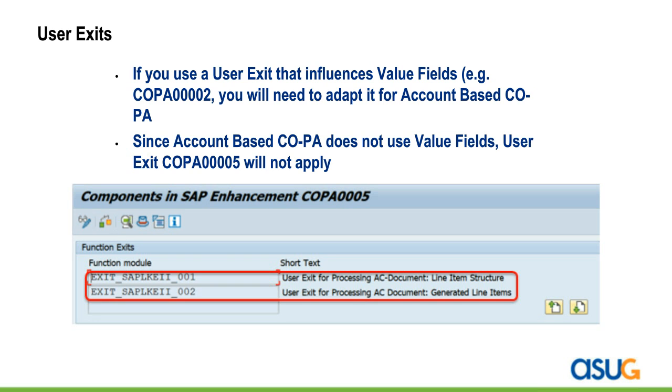If you have user exit COPA 0002 or 0005, take a look at those, because those touch either value fields alone or characteristics and value fields, and nothing to do with cost element accounts. So take a look at those and try to replicate that logic somehow, and make sure that in account-based that gets updated too.